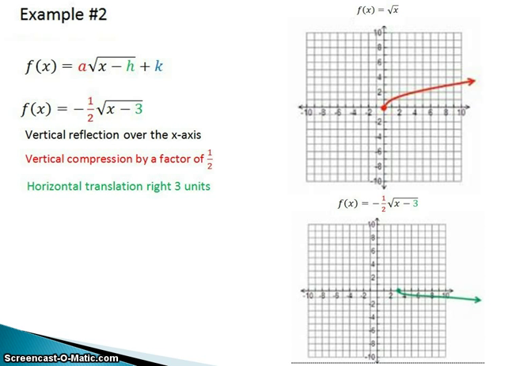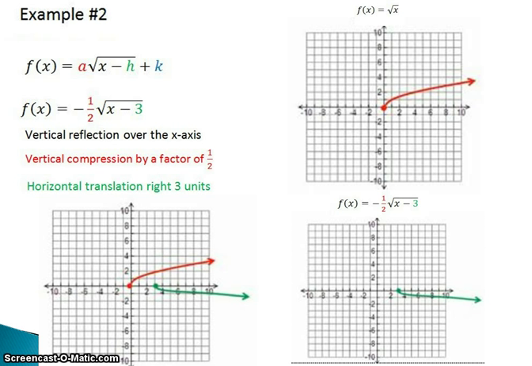You can see that it's been flipped upside down. That's the vertical reflection over the x-axis. You can see that it's flatter. The arc of the curve is not as steep as the parent function. That's because we've compressed it towards the x-axis. And finally, you can see that it is shifted to the right 3. Now, if we graph both of those on the same grid, you're able to compare them, and that's what they look like.